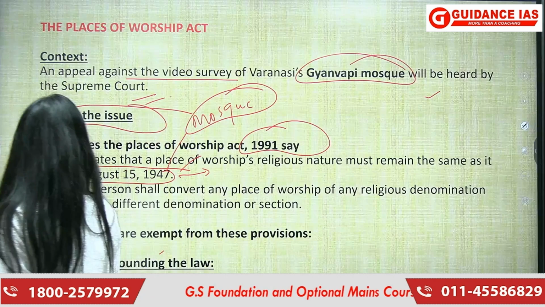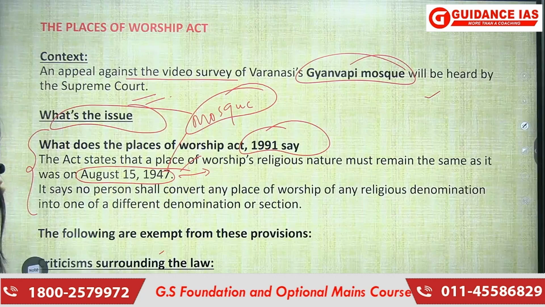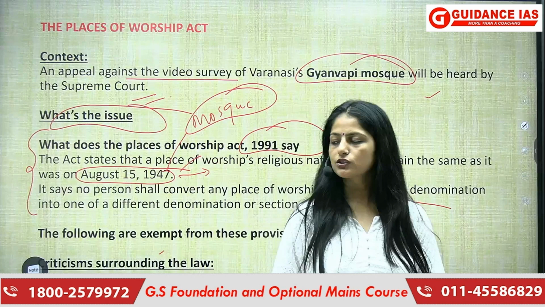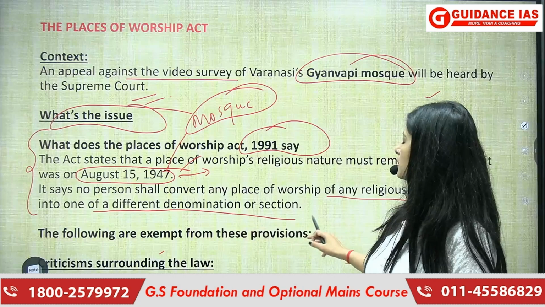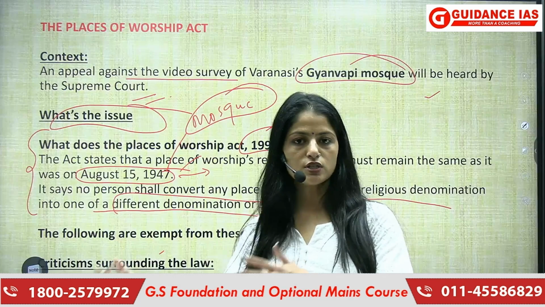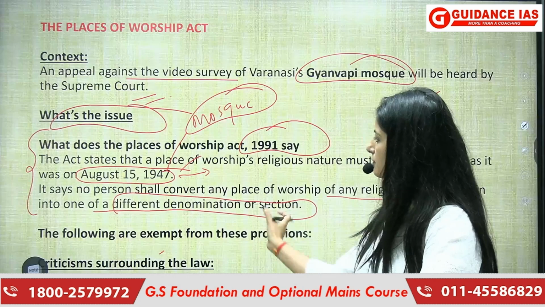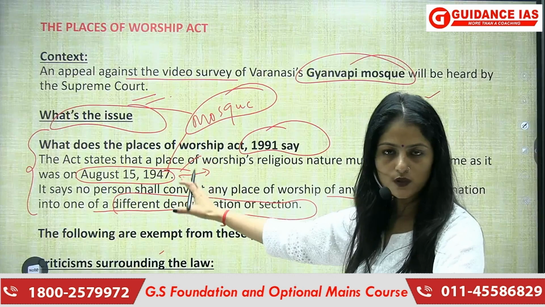So as I've told you, the 1991 Act says that no person shall convert any place of worship of any religious denomination into one of a different denomination or section. Like I've told you, you can't convert a temple into a mosque, or a mosque into a temple, or a gurudwara or whatsoever, right? You can't do that. It will remain what it was on 15th of August 1947, right? The Act is clear to you, I hope.